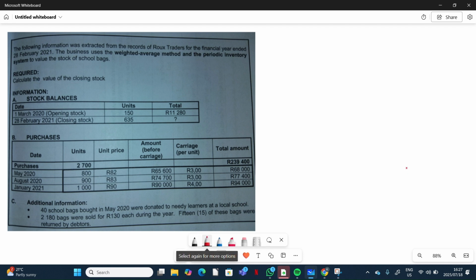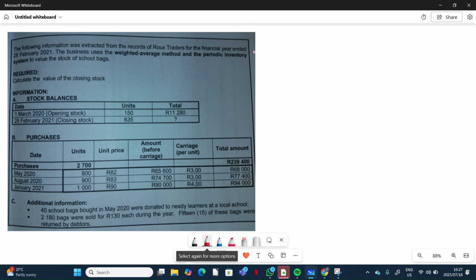Basically, I know it might not be clear. I'm hoping that it is. So I'm just going to read it out. It says that the following information was extracted from the records of Rue Traders for the financial year ended 28 February 2021. The business uses the weighted average method and the periodic inventory system to value the stock of school bags. Required: we only need to calculate the value of the closing stock.